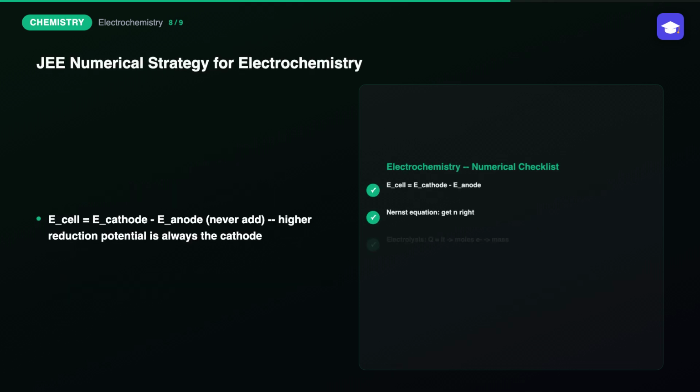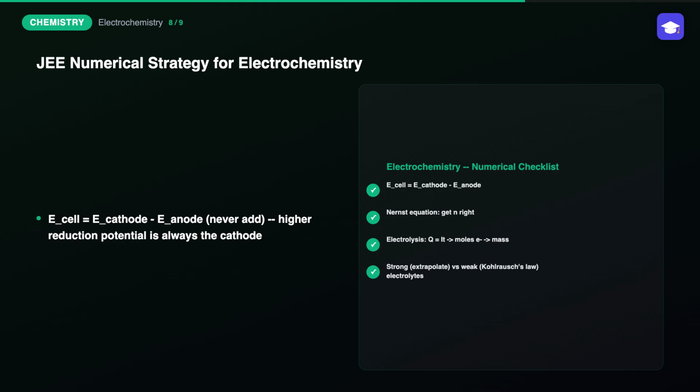For any electrochemistry numerical, follow a consistent, dependable approach. First, correctly identify the anode and cathode by comparing standard reduction potentials. The higher one is always the cathode, and calculate standard cell potential directly as cathode potential minus anode potential, never simply add them together carelessly.